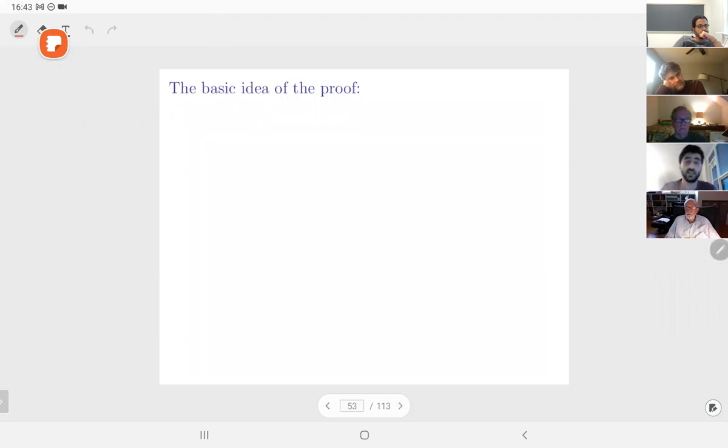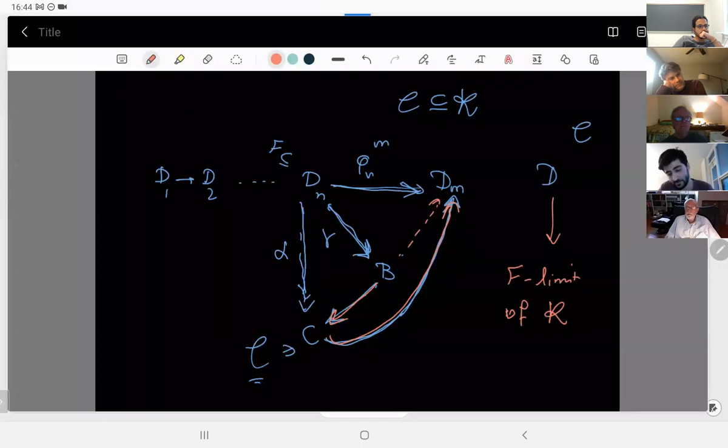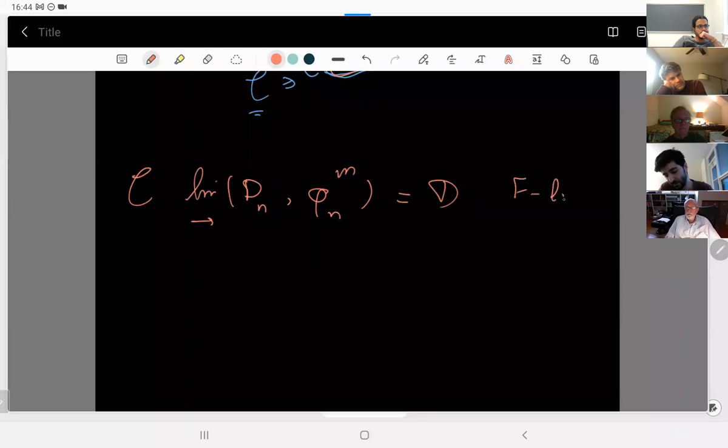So here's the idea of the proof of the theorem that I had. Let me remind you what it was. We have this category C, and it has a Fraïssé sequence D_n whose limit is D. So it's a Fraïssé limit of C.